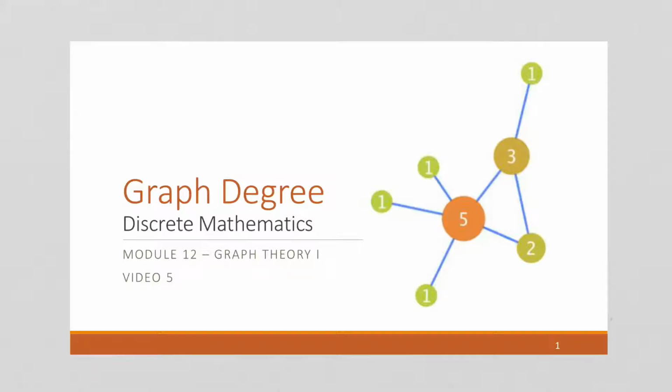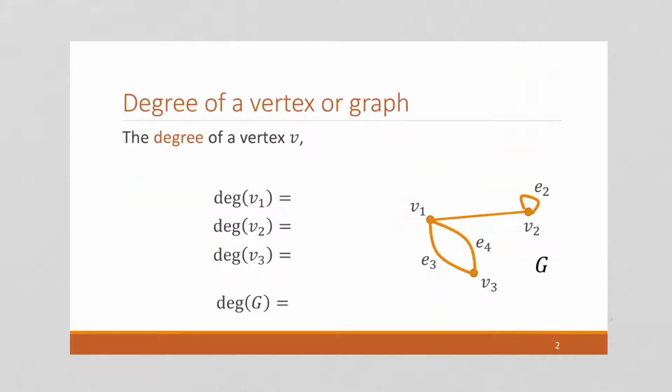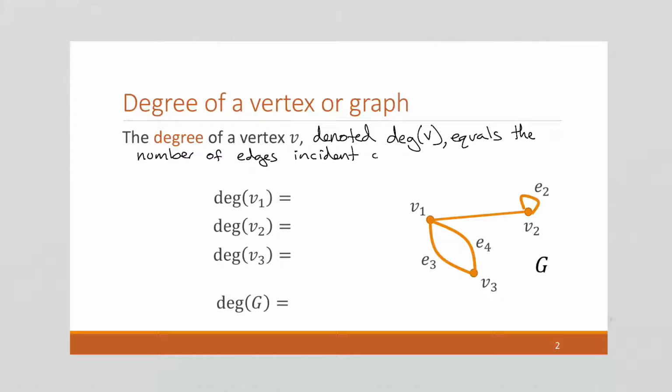Okay, in this video we're going to talk about the degree of a graph and the degree of the vertices in a graph. So we call the degree of a vertex, which is denoted degree of V, the degree of a vertex V is equal to the number of edges incident on V, where a loop counts as two edges.